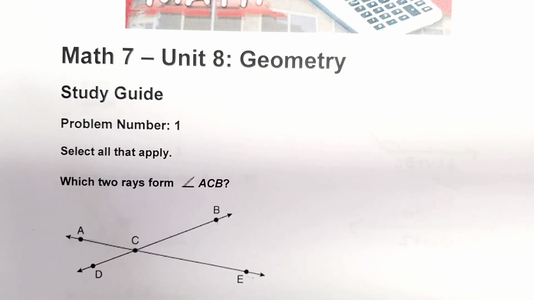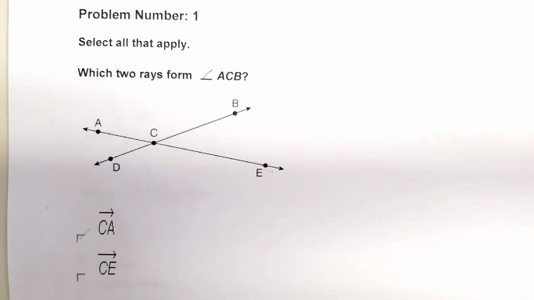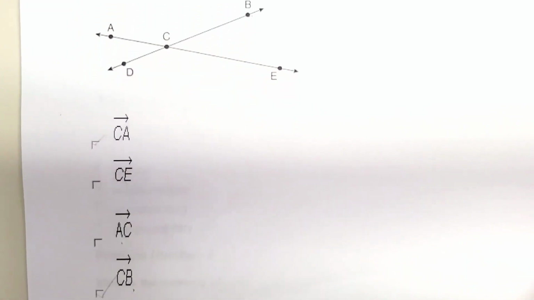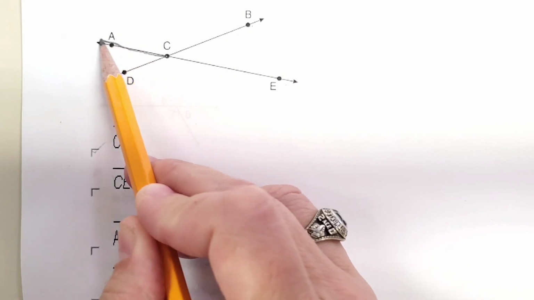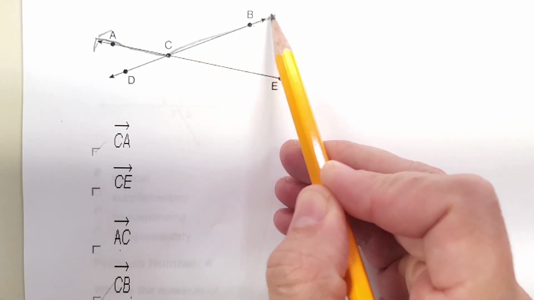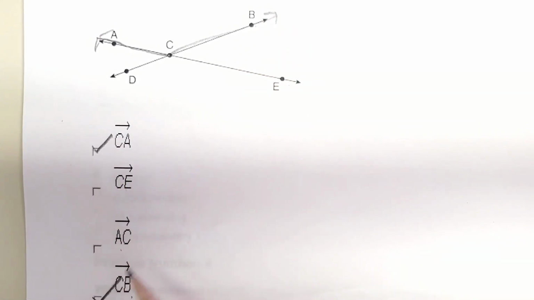Okay, Math 708 Geometry Study Guide, problem number 1. Which two rays form angle ACB? I've already started the study guide. I marked the two rays: ray CA, starting at C and going out. This ray would be part of angle ACB, and ray CB would also be part of angle ACB.